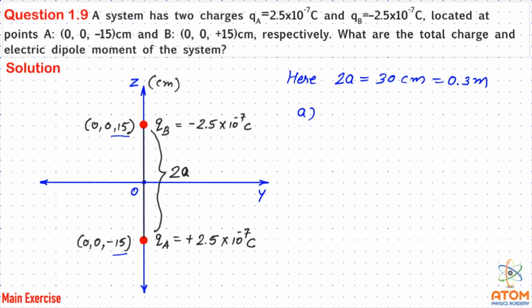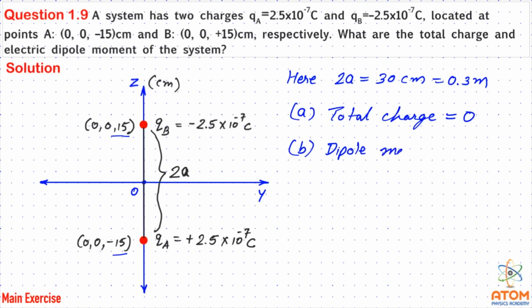Well, it's very simple. The total charge is 0. It's obvious, for a dipole the total charge is always 0, because minus 2.5 into 10 raised to minus 7 and plus 2.5 into 10 raised to minus 7 will be 0. Then the other is the dipole moment.